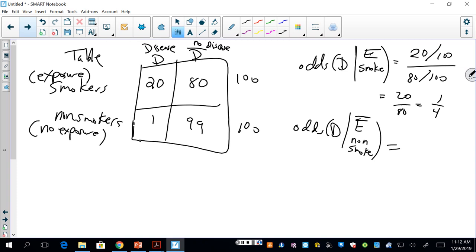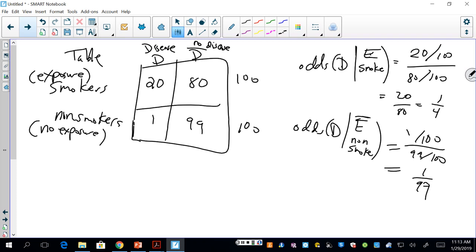Pretty easy to directly calculate from the table, right? So 1 out of 100, 99 out of 100, or 1 out of 99. So the odds of disease are much higher among those, right? The odds of disease are still less than 1. The probability is much less than 1/2. The odds are greatly elevated.